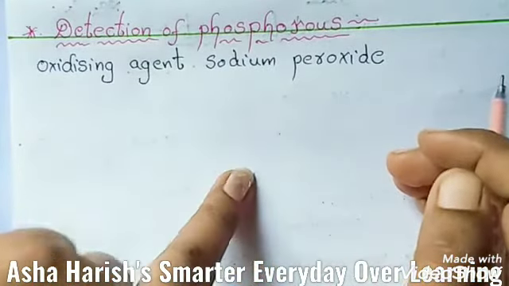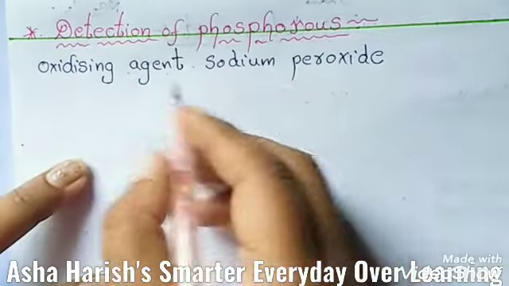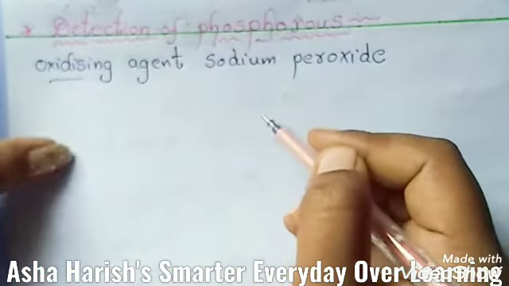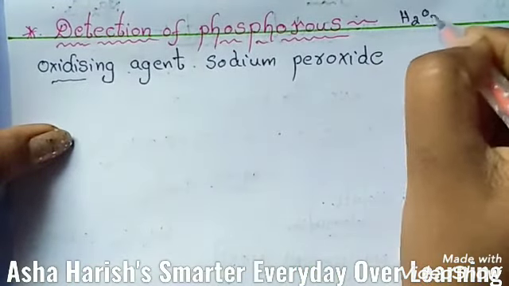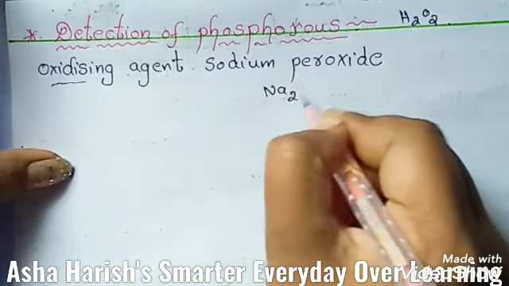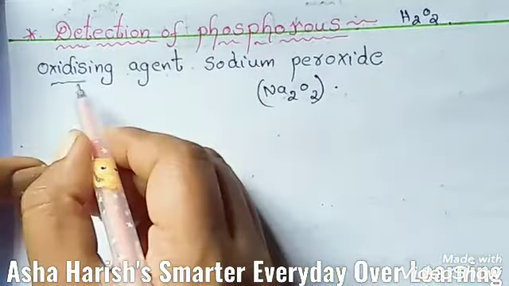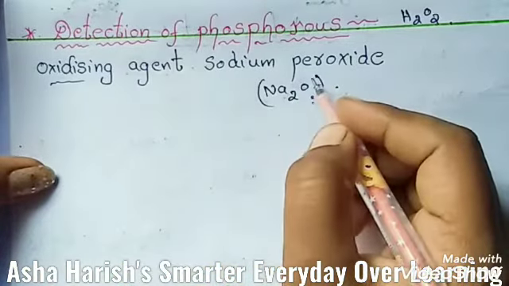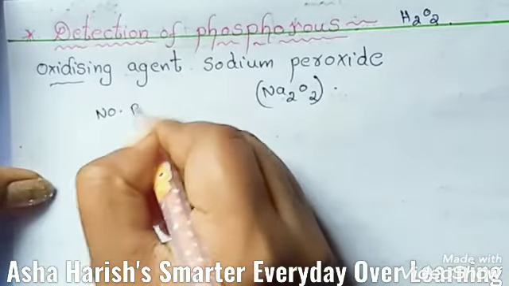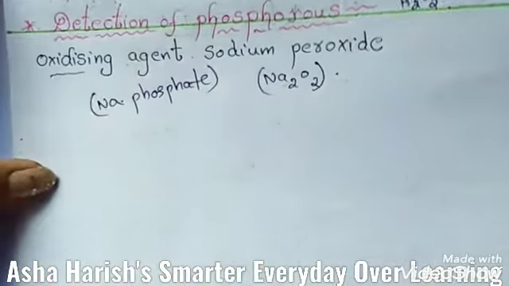In this detection, phosphorus can be detected by fusing the organic compound with an oxidizing agent, here sodium peroxide. You know, students, hydrogen peroxide has the chemical formula H2O2, and in the same way sodium peroxide is Na2O2. This acts as an oxidizing agent when phosphorus is oxidized to sodium phosphate. Now let's see the chemical equation for this.